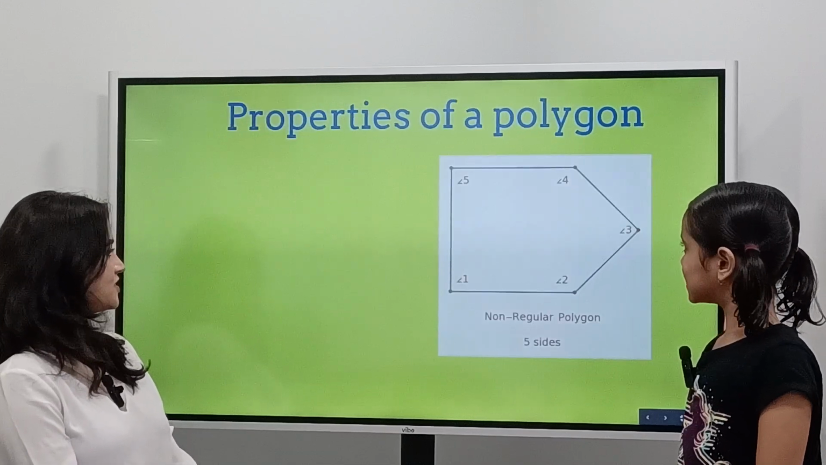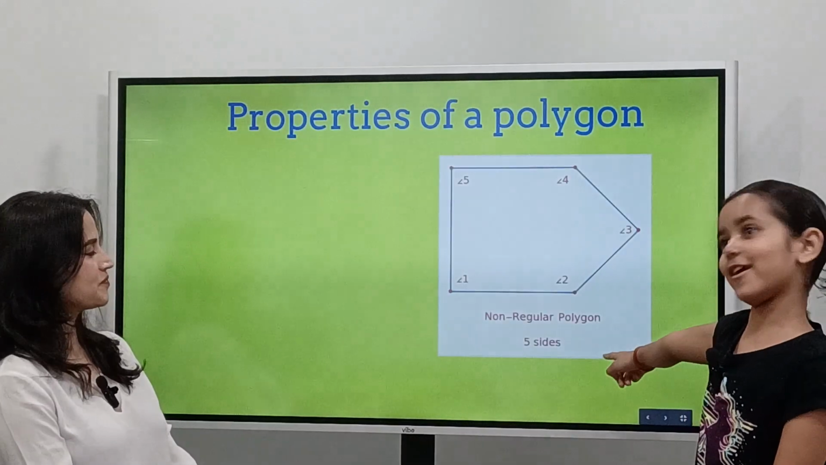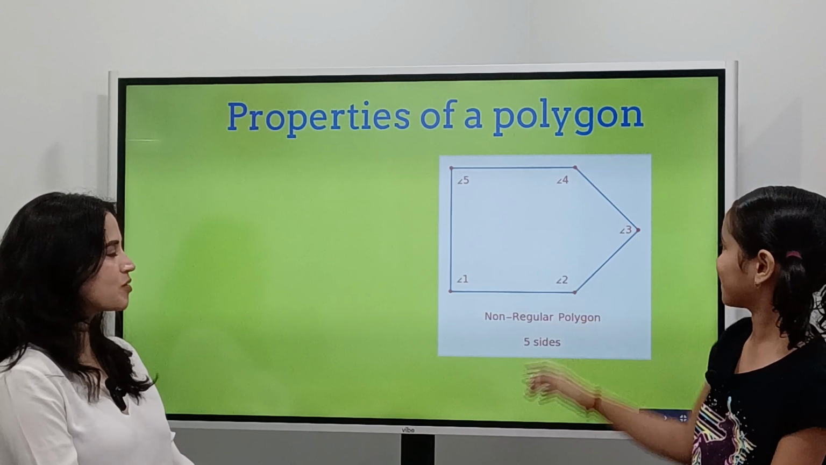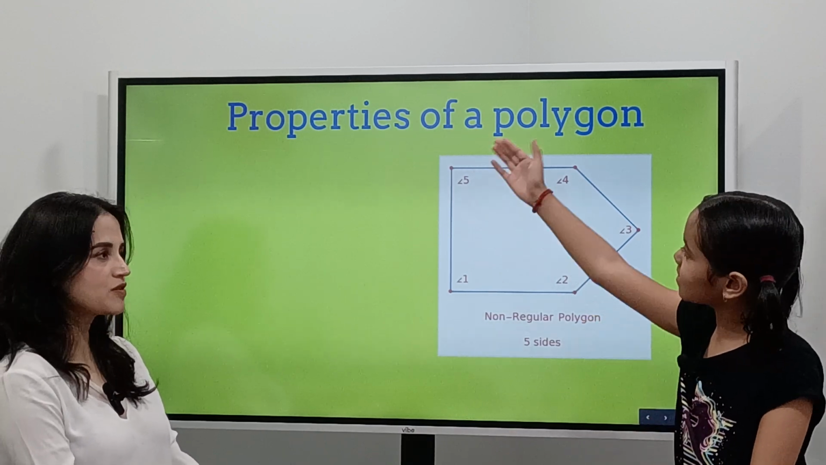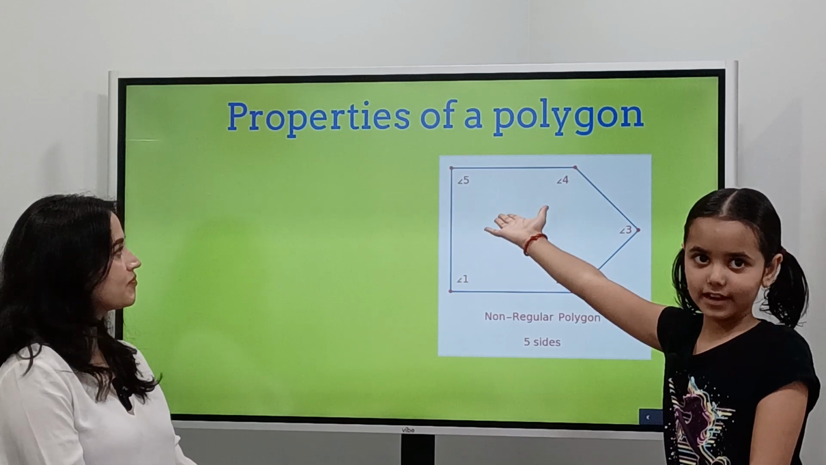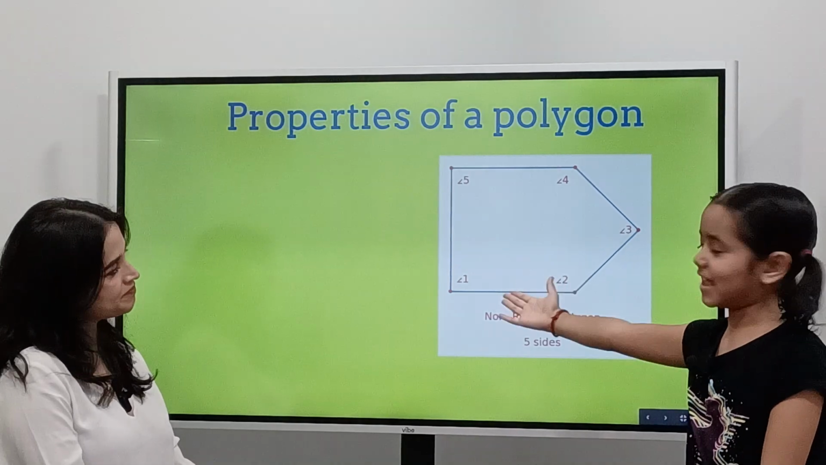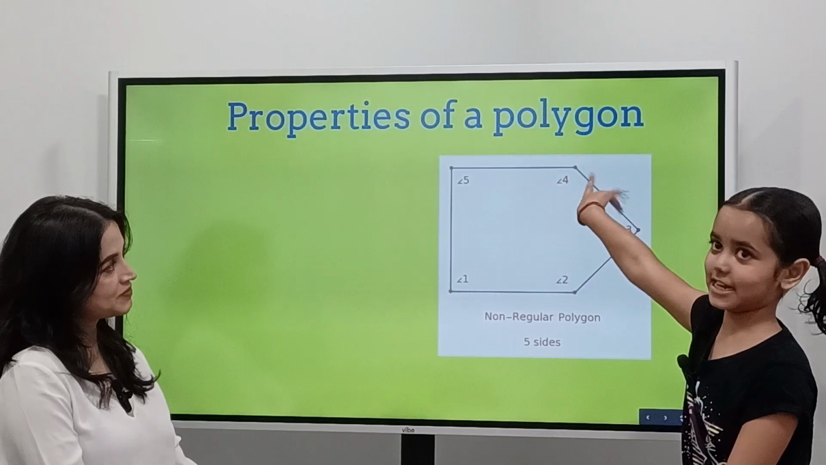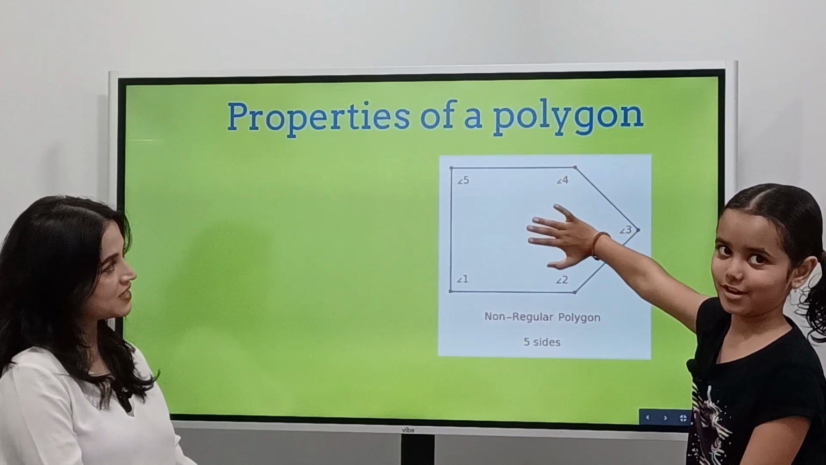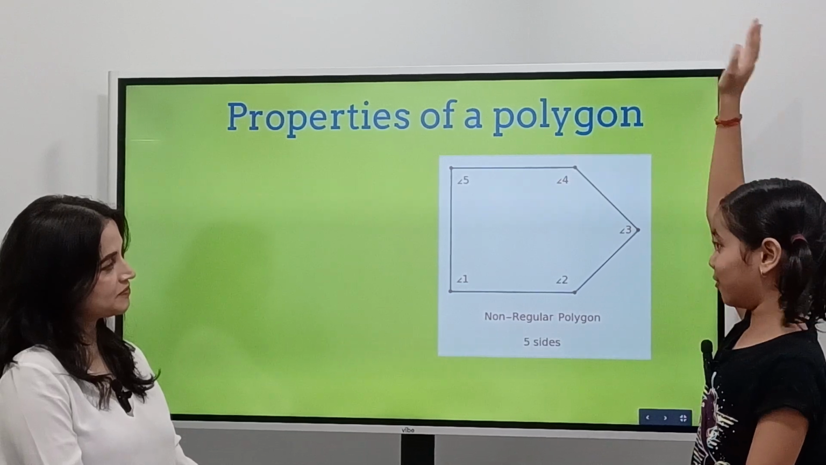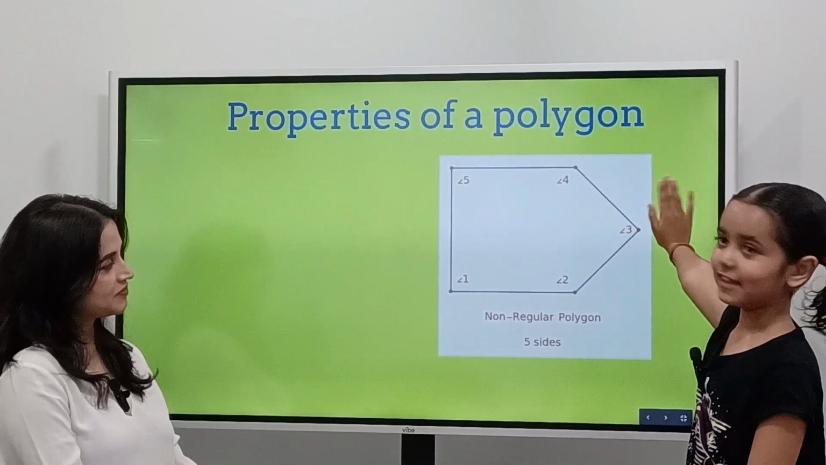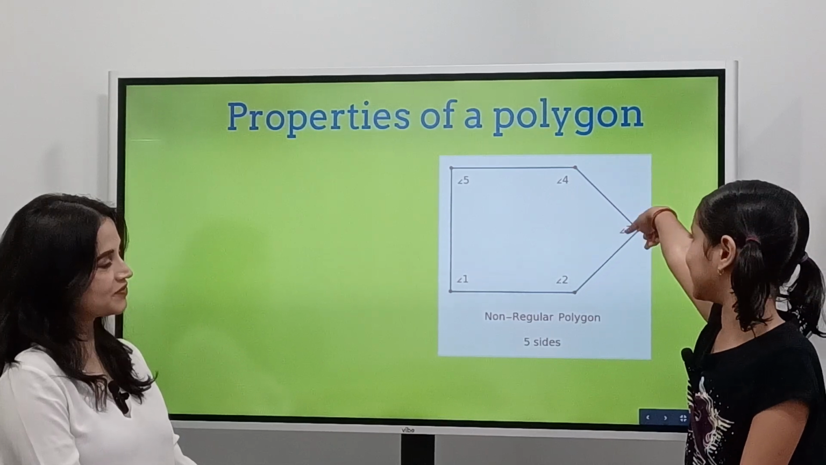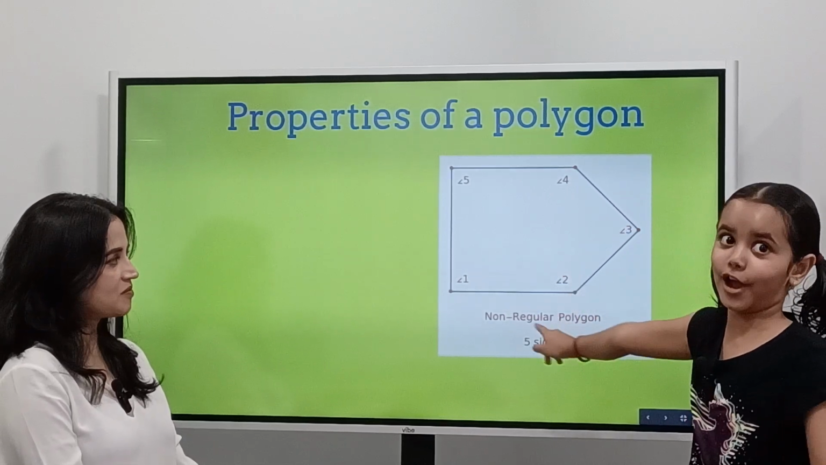Okay. Next. Interesting. Non-regular polygon. Why do you think this is a non-regular polygon? This is 90, right? This is 90. This is 90. Oh, this is not 90. Higher or lower? It's higher. This is higher. This is 90. Oh, this is lower than 90. And this is higher than 90.